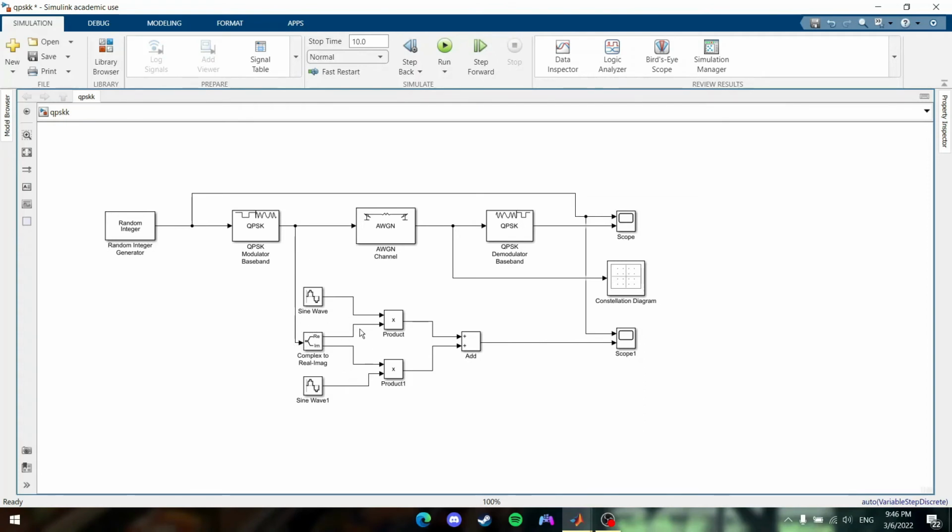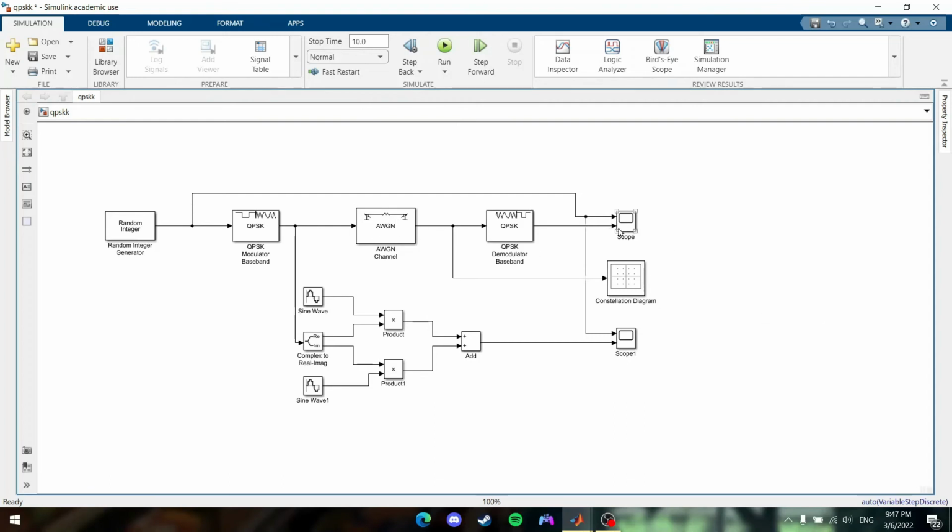The real part needs to be multiplied with sine wave, and the imaginary part needs to be multiplied with cosine wave. So these two blocks here, the top one is for sine wave and the bottom one is for cosine wave. And the total product from both parts here needs to be added together to generate a single sinusoidal waveform. And the constellation diagram here is used to analyze the performance after the modulated wave receives the noise from the AWGN channel.